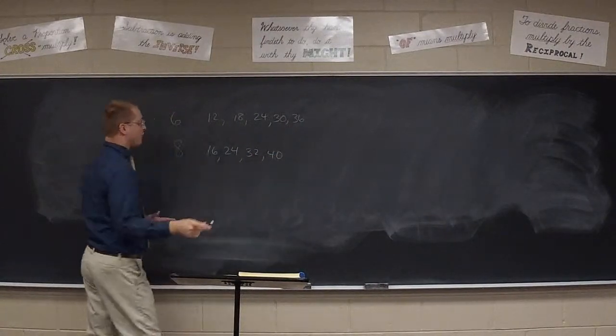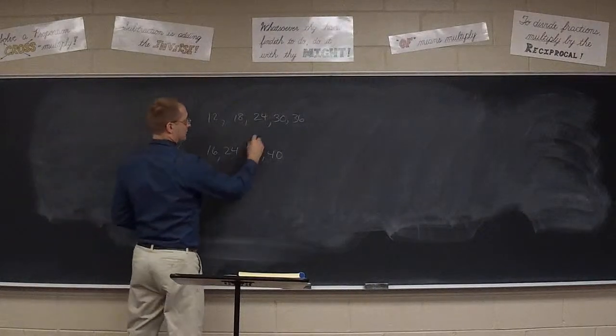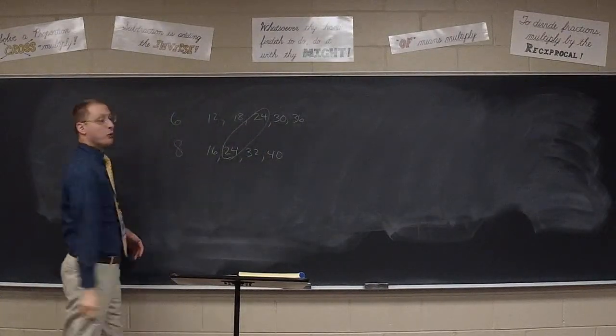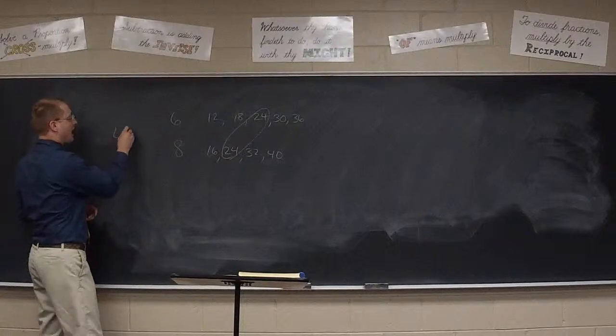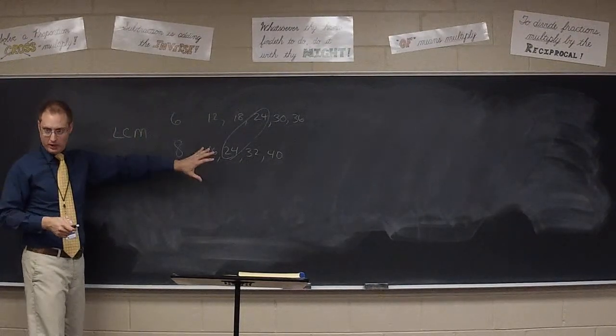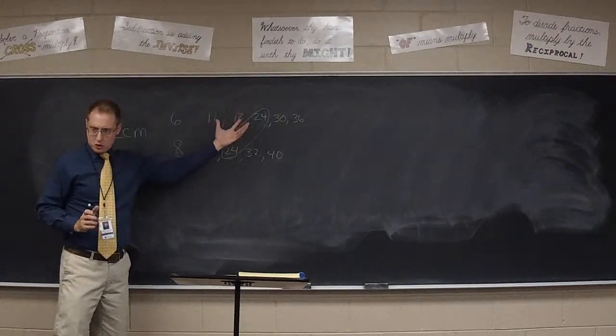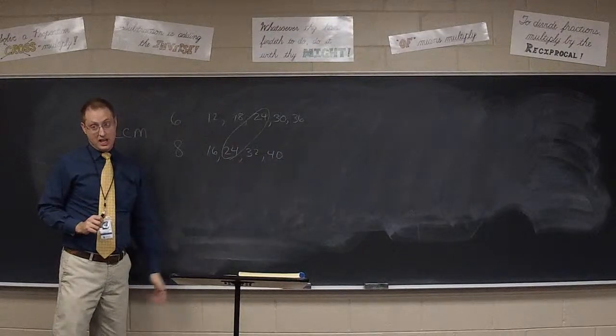32, 40, and so on and so forth. Now, where do they match up? 24. So we would say the least common multiple of 6 and 8 is 24. That's one way to do it. Fortunately, we didn't have to go very far to get to 24, but that's not always the case, is it?